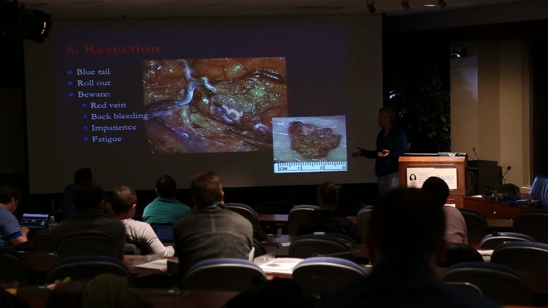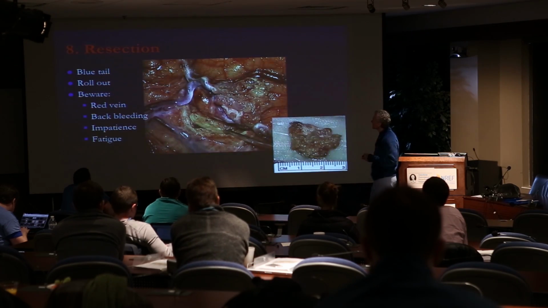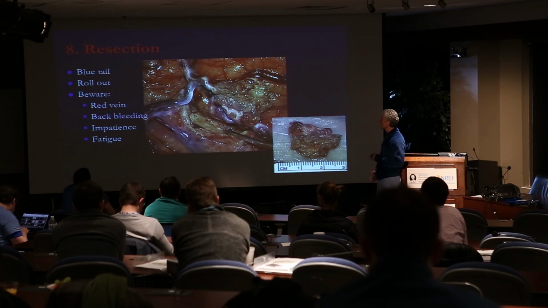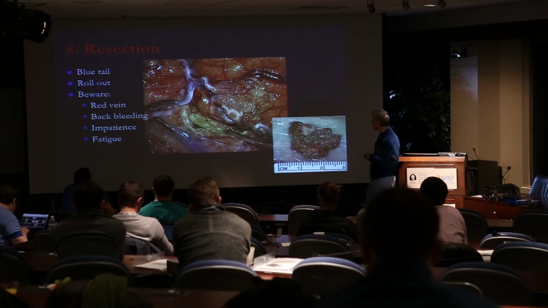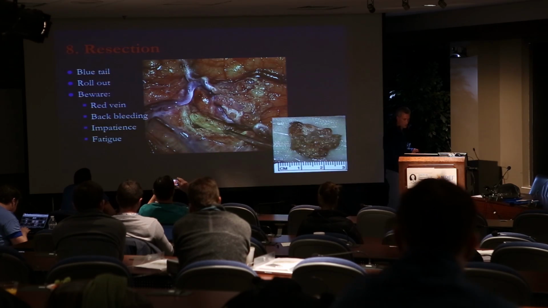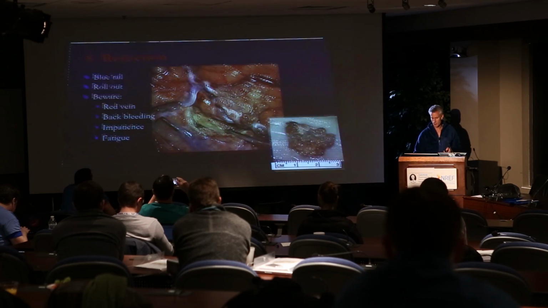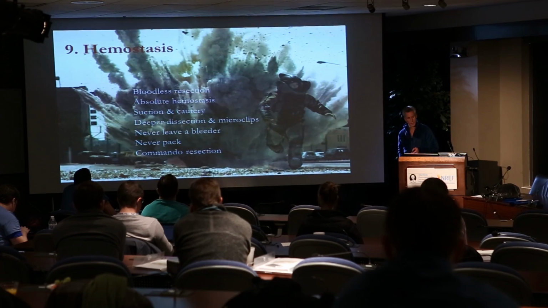Finally, the 8th step, resecting this thing, that's when things turn blue. You can pick up the AVM and roll it out, but you want to make sure that you haven't done that too soon. And if you have any redness in the vein, you want to be careful. It's usually that you've missed something.